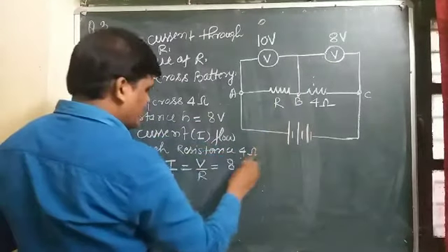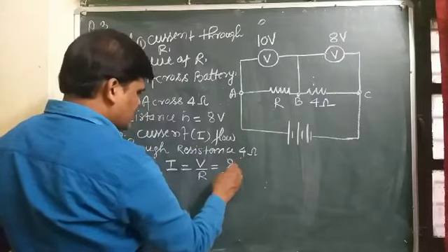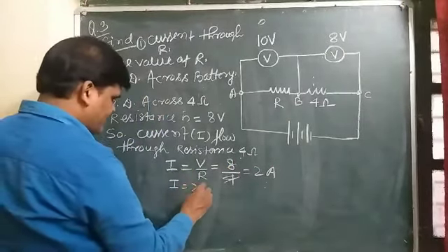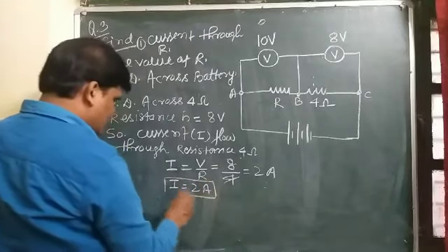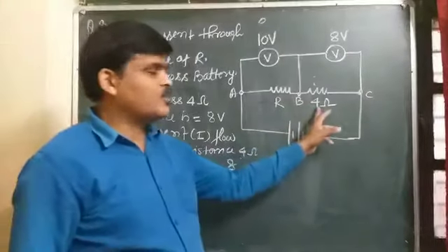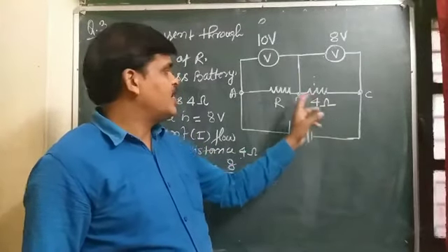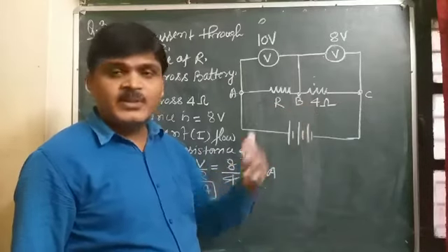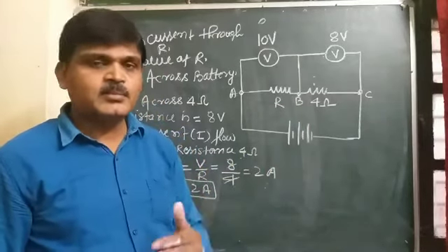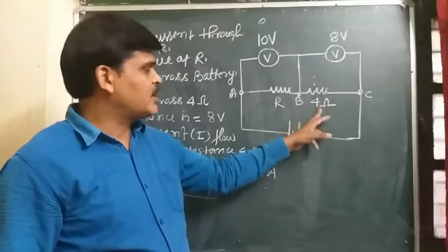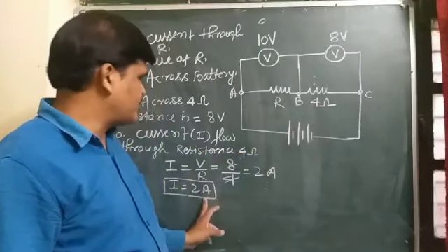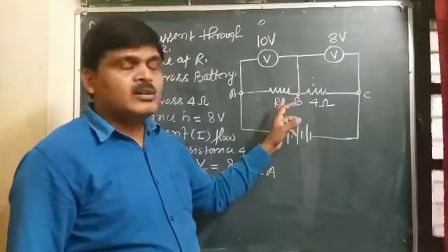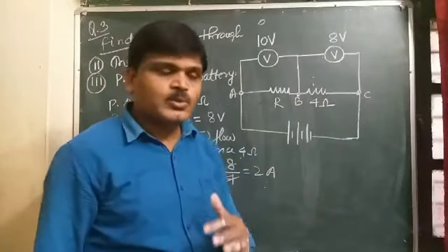Resistance, that is what? 4 ohm given. So how much current is flowing through the 4 ohm resistance wire? Current flowing through the 4 ohm resistance is 2 ampere. The 4 ohm resistance and R resistance are connected in series, and we know that in a series combination the same current flows in both resistances. So the current flowing in the 4 ohm resistance is 2 ampere, so current must also be flowing in R resistance, that is also 2 ampere.